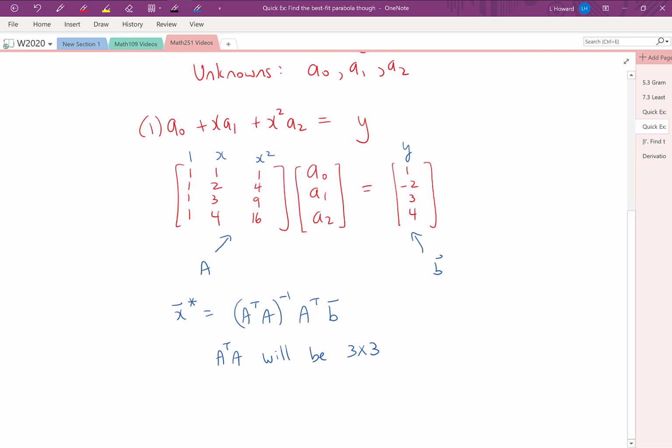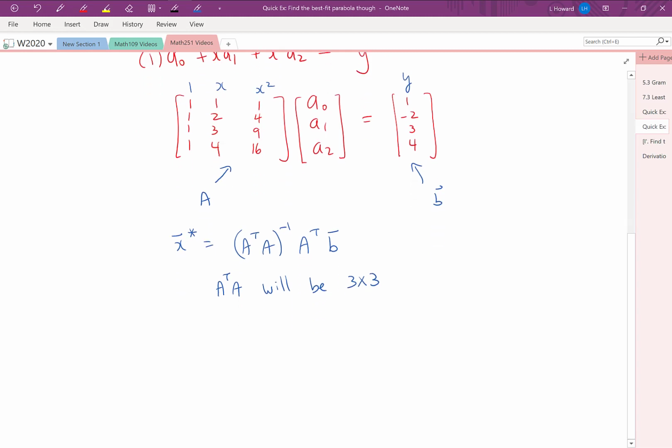So the number of data points in your data set is actually irrelevant to the size of the matrix. What determines the size of the matrix is really just the degree of the polynomial. So if you were trying to fit a third degree polynomial through your data set, you'd have a 4 by 4 matrix. In general, nth degree polynomial through your data set, n+1 by n+1 matrix that you're dealing with.